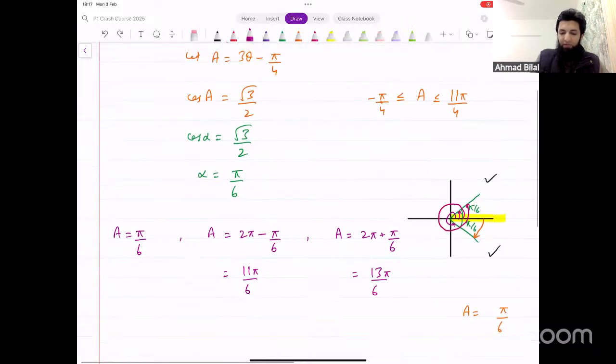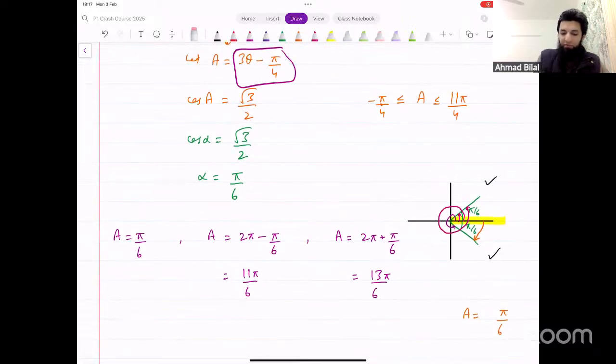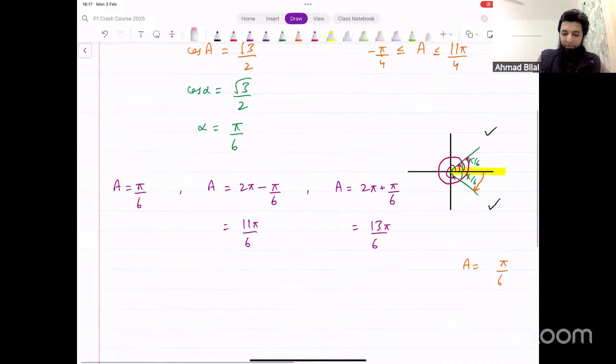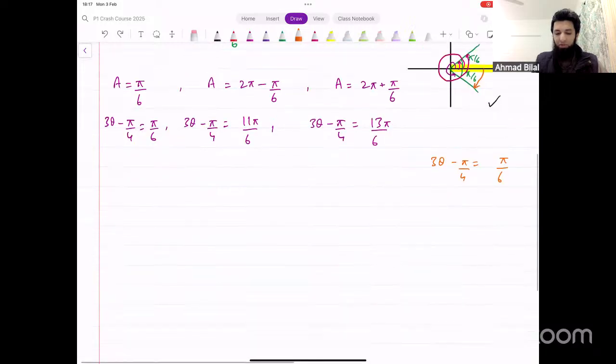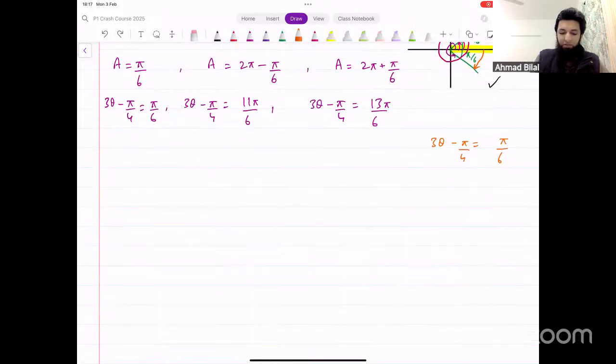Now we put that substitution back. What was the substitution? 3 theta minus pi over 4. Let's put that back here now. We get 3 theta minus pi over 4 equal to pi over 6. That's one possible answer. Then we say 3 theta minus pi over 4 equals this. And then 3 theta minus pi over 4 equals this. And then finally, 3 theta minus pi over 4 equals this. These are the 4 possible angles that we will get. We can solve each of these equations now. Find the value of theta from this.